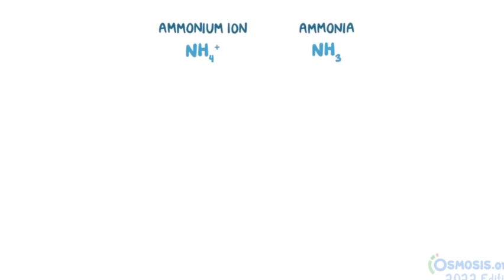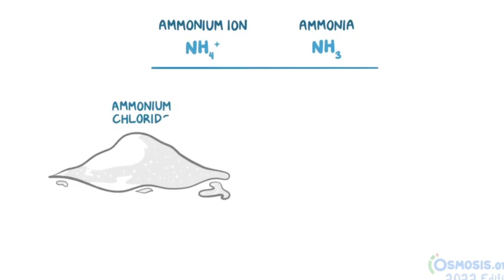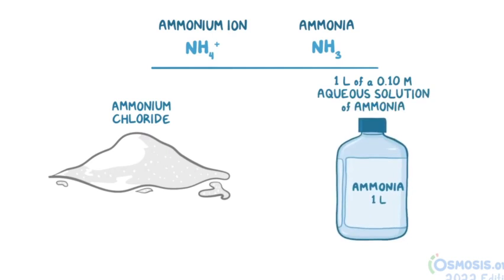Now that we've chosen our buffer, suppose we just so happen to have some solid ammonium chloride and 1 liter of a 0.10 molar aqueous solution of ammonia just sitting around the laboratory. Since ammonium chloride is a source of ammonium ions, we can dissolve a certain number of moles of ammonium chloride in the ammonia solution to make our buffer.